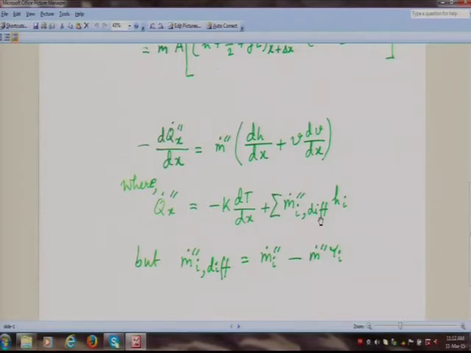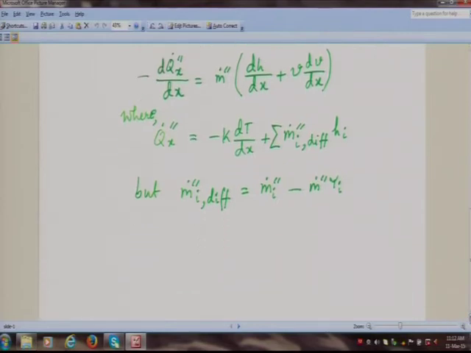We are doing a simple theory. The expression that we will get will not be very sophisticated, but it will still be better than what Mallard and Le Chatelier had done more than 130 years back. Okay. So, this is what we have now for q dot x double prime. This is the energy equation that we have. Now, let us see whether we can proceed further on this.